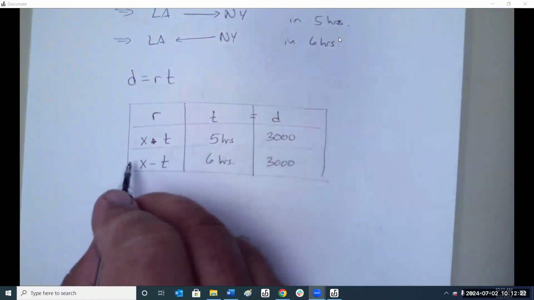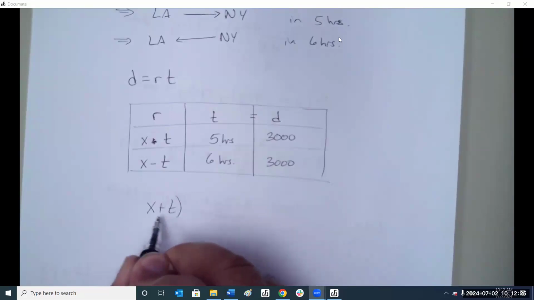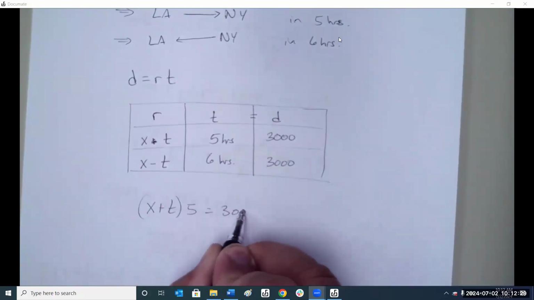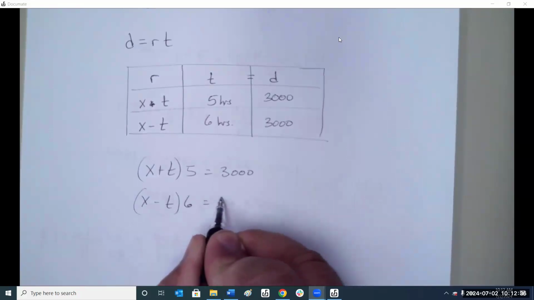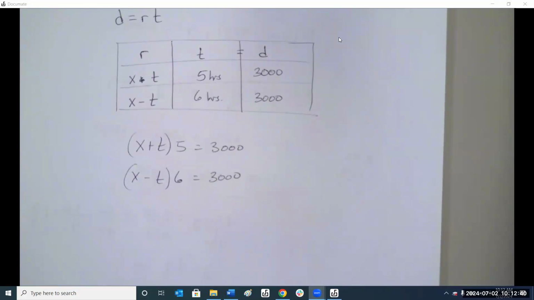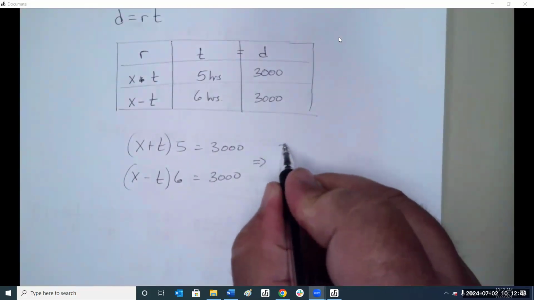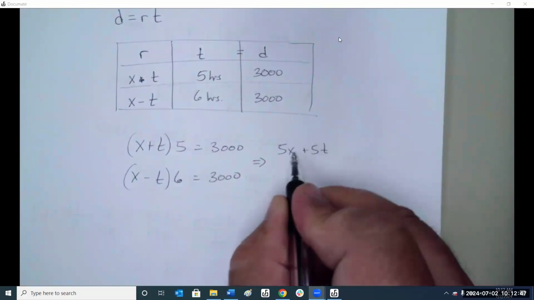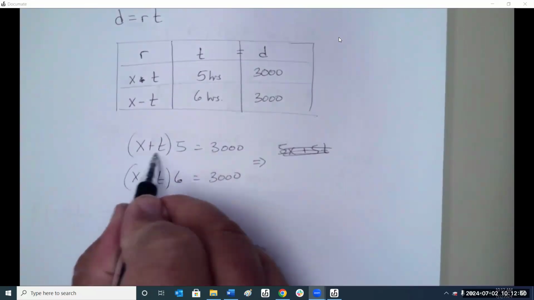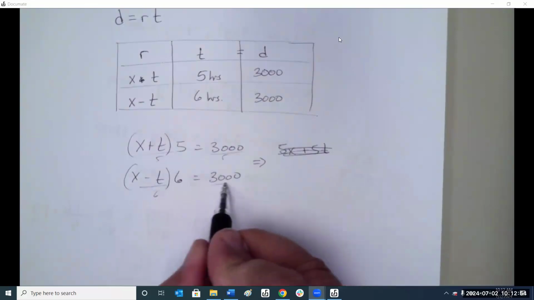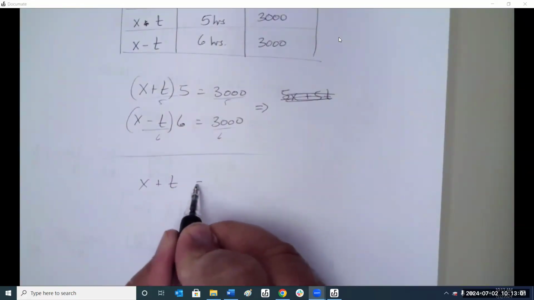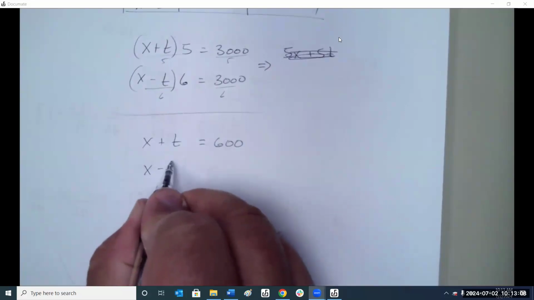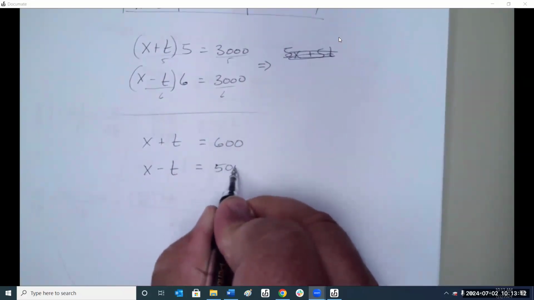So let's see what these look like. We have x plus t times 5 equals 3,000. We have x minus t times 6 equals 3,000. We can divide all of these. So we divide that one by 5 and this one by 6. That'll give us x plus t equals 600. x minus t equals 500.